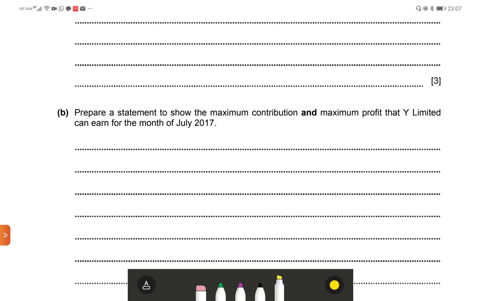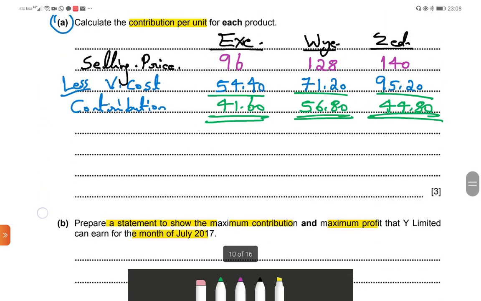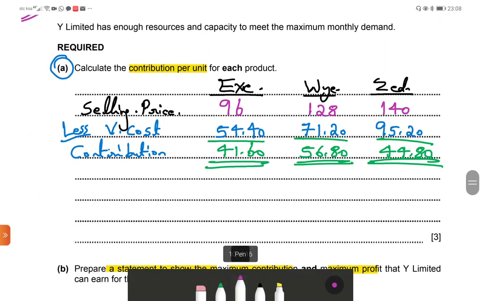Prepare a statement to show the maximum contribution and maximum profit that Y Limited can earn for the month of April 2017. So what is the maximum contribution and maximum profit? How to calculate the profit as per marginal cost? Contribution minus fixed cost is equal to profit. Contribution is equal to selling price minus variable cost. Here we have already calculated the contribution in question number A. Each contribution we already calculated.